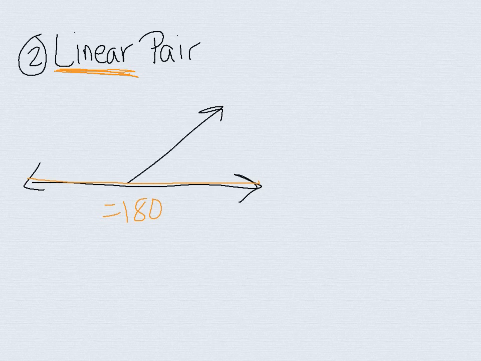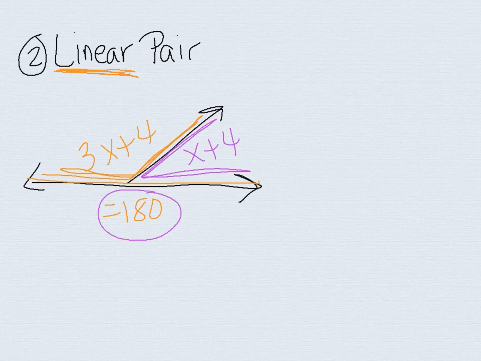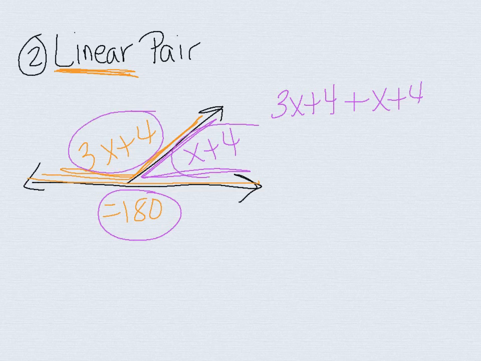Let's say that they threw on here 3x plus 4 was this angle, your obtuse angle. And then let's say that they told you that the acute angle over here was equal to x plus 4. How would you go about setting this up? Same as we just did. Part plus part equals 180. Part plus part equals the whole. So your first part, 3x plus 4, plus your second part, x plus 4, are going to equal the whole, which is 180.